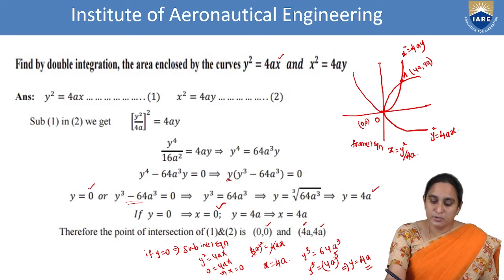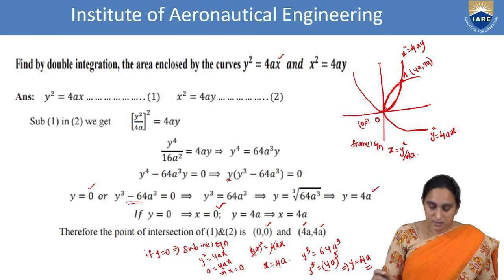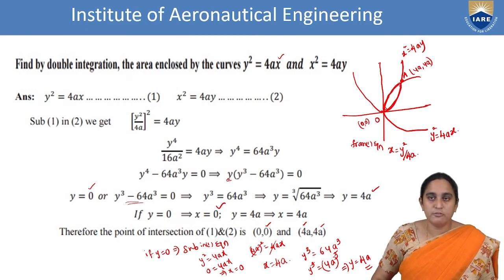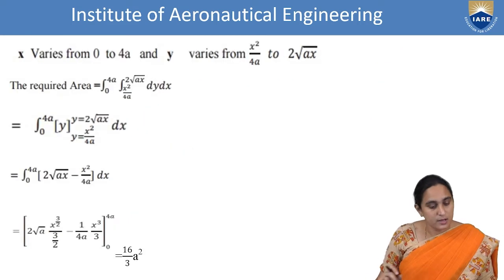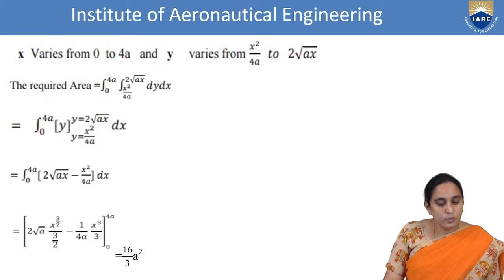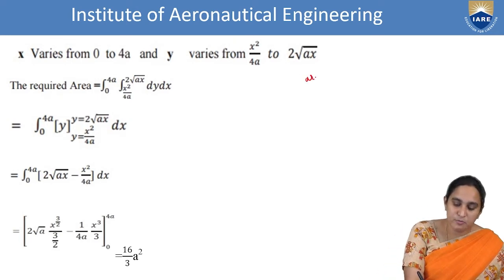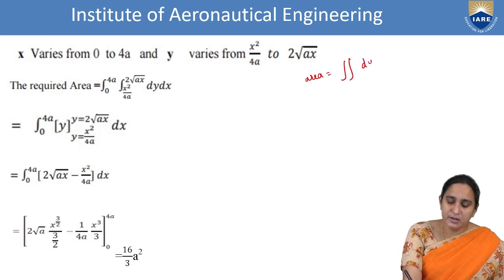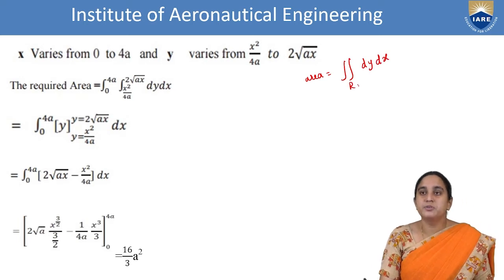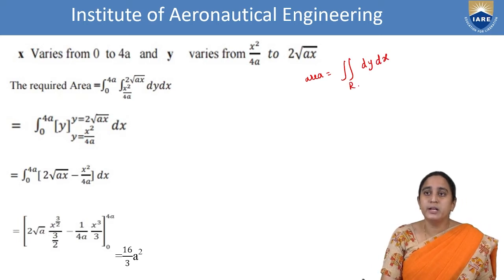Okay, now we have to find the area in between this region, that is OA or A to O. I'm using that formula. What is the formula of the area here? The required area formula here I am using is the double integral of dy dx over the region R.